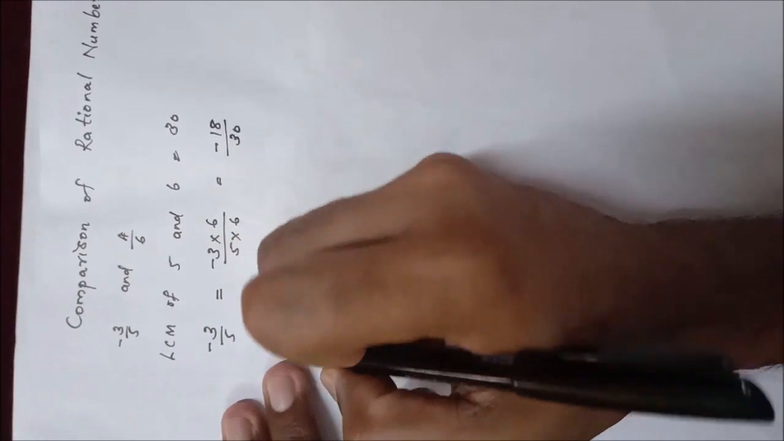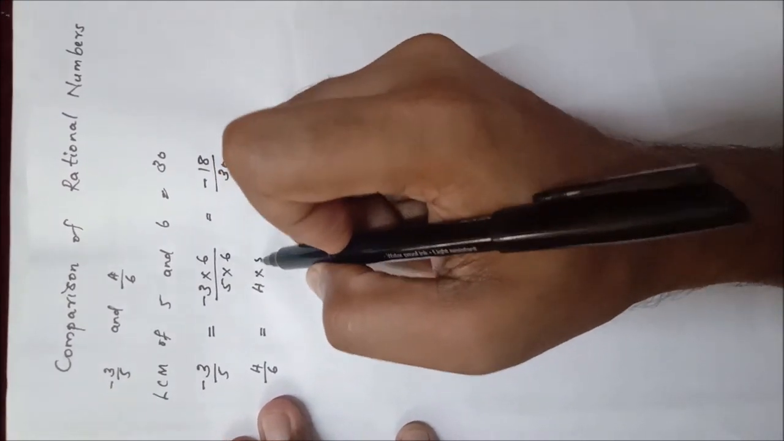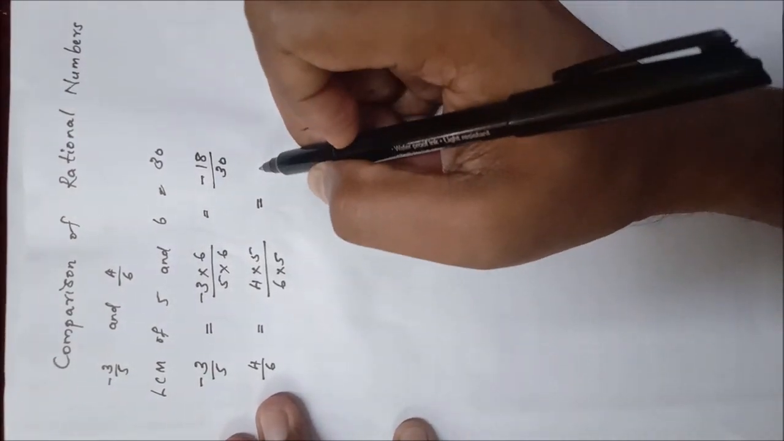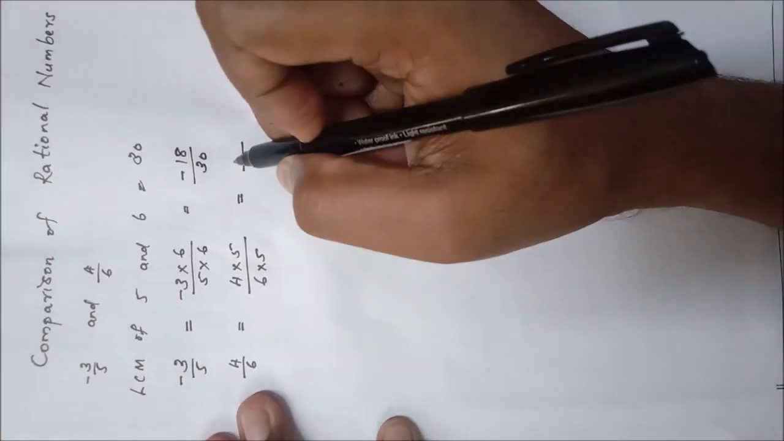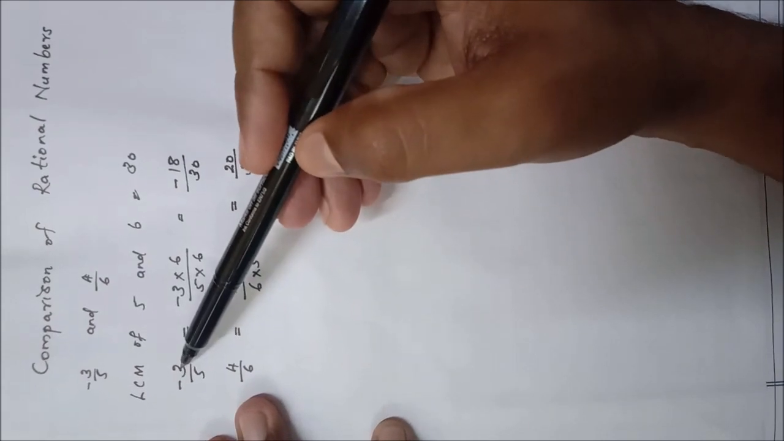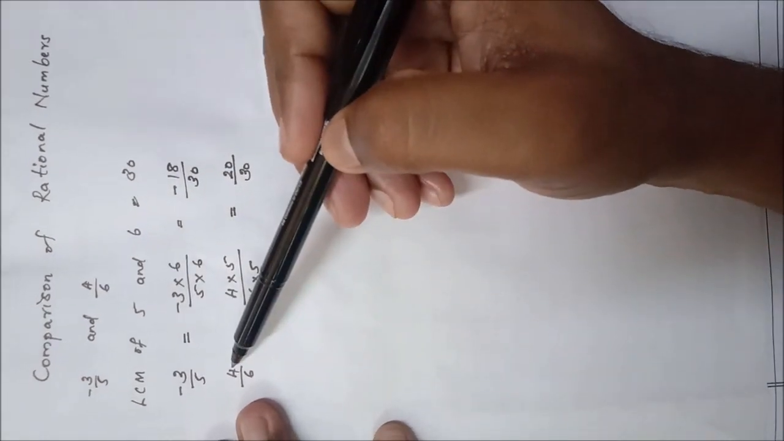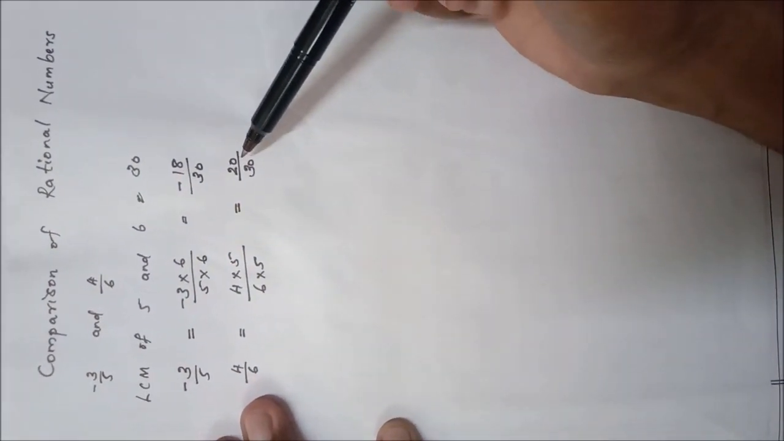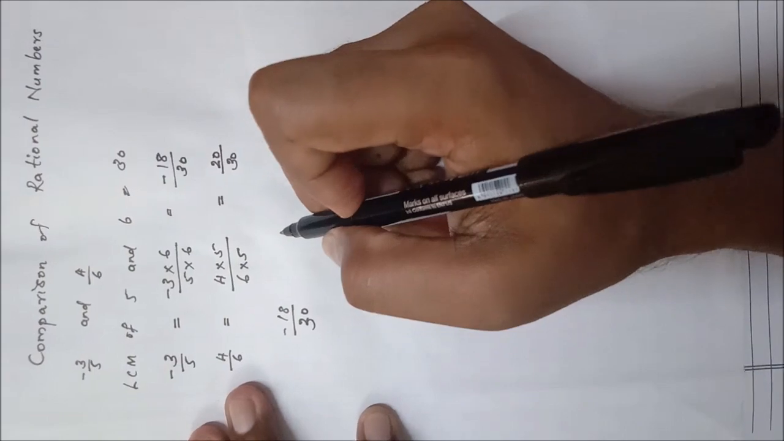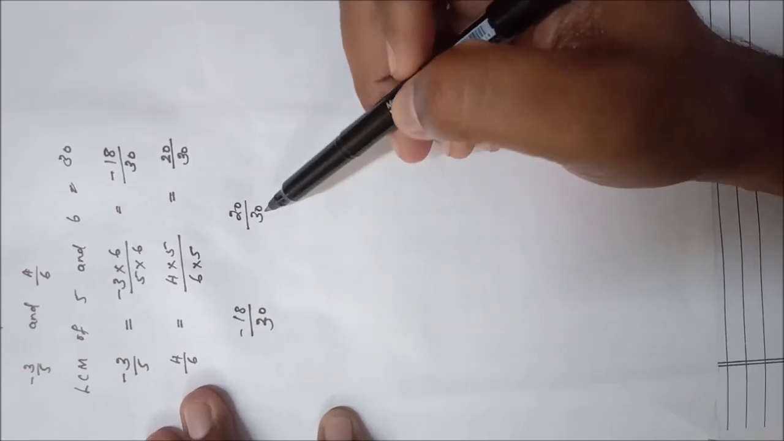Now the second rational number 4 upon 6 can be written as 4 multiplied by 5 upon 6 multiplied by 5, so as to make the denominator 30. So it will be 20 upon 30. Now here we can see that the first rational number minus 3 upon 5 is expressed as minus 18 upon 30, and the second rational number 4 upon 6 is expressed as 20 upon 30. Now I am going to write the two rational numbers like this. So we have minus 18 upon 30 and 20 upon 30.